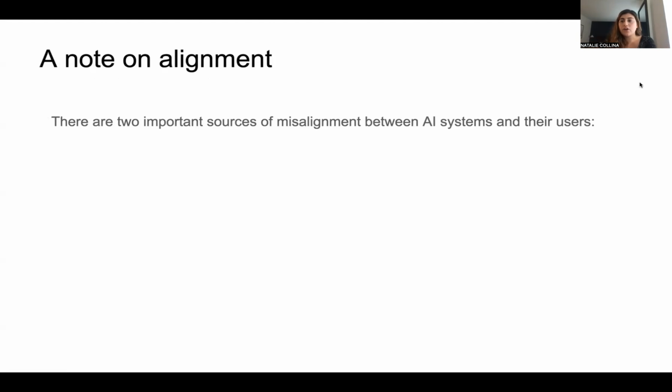Before I move on, a quick note on alignment, because this is a big word. A lot of people use it in different ways. The way I see it, there's two really important sources of misalignment between an AI system and its users, because that's the core way I'm defining alignment, which is you have an AI system, it's doing things that the users don't want it to do.